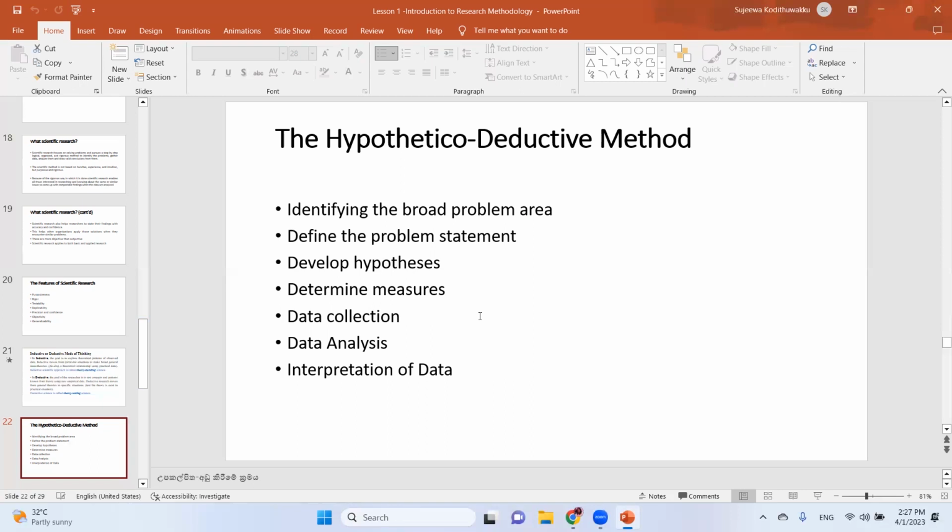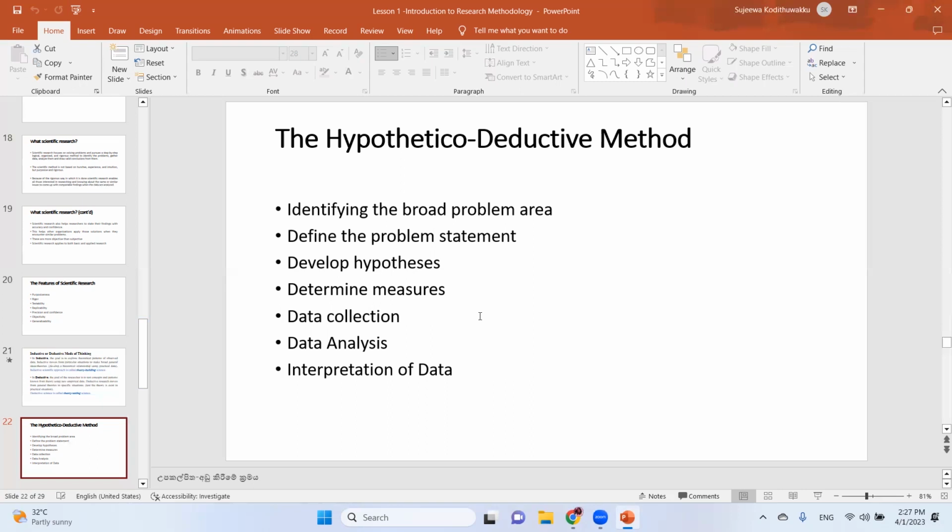If you want to use hypotheses in deductive mode, first you want to identify the broad problem area. Identify the problem area, not the problem. First you want to identify the broad problem area. Then you want to define your problem statement. Then you want to develop your hypothesis. Hypothesis means there is a relationship between this and this. That's the simple idea behind the term hypothesis.